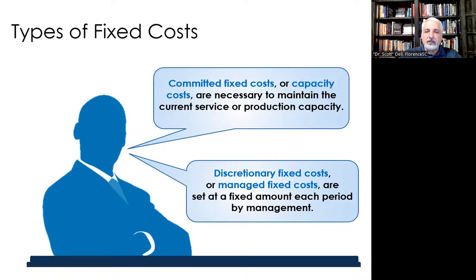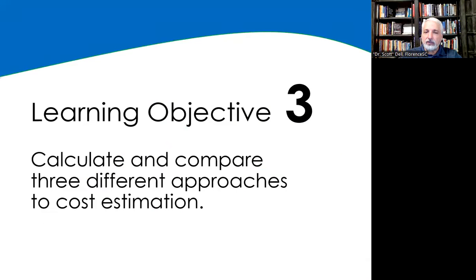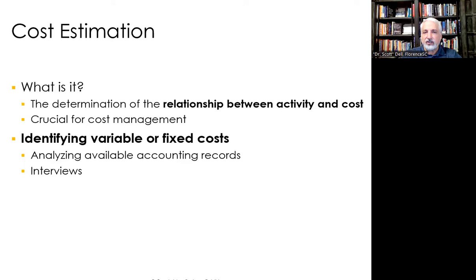So let's go ahead and jump into calculating cost estimation. And we're going to use three different approaches. We're going to focus on something called the high-low method, which you want to know how to do. But we'll talk about a couple of other methods to go with that as well. So we want to determine the relationship between activity and cost. And we're going to identify variable costs and fixed costs. And we're going to identify elements with mixed costs as well.